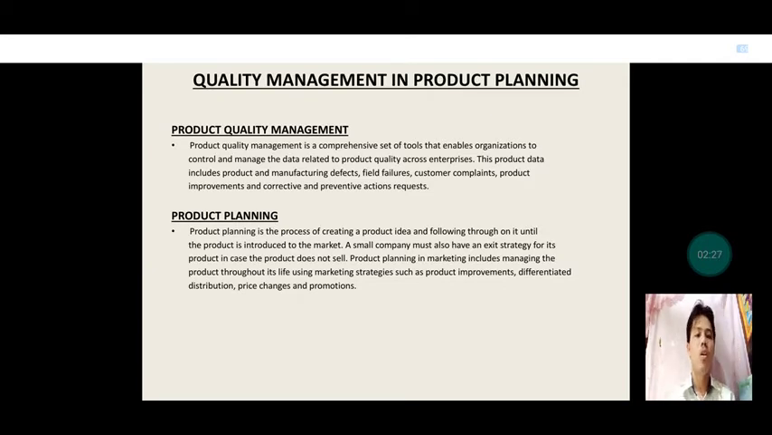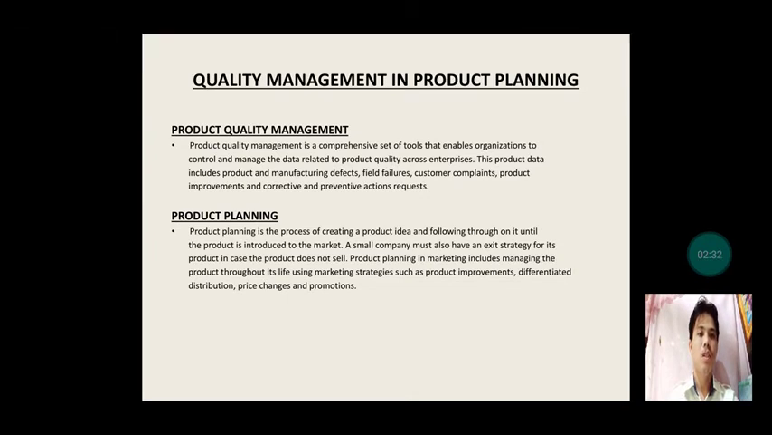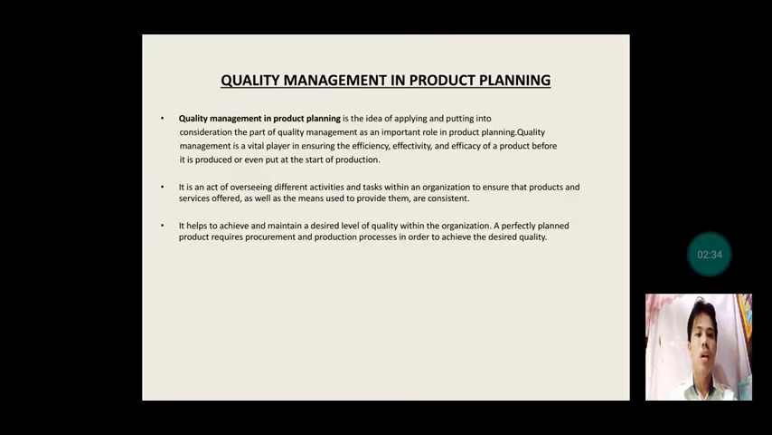So quality management and product planning is defined as the idea of applying and putting into consideration quality management as an important role in product planning. Quality management is a vital player in ensuring the efficiency, effectivity, and efficacy of a product before it is produced or even put at the start of production. So quality management and product planning is very important.